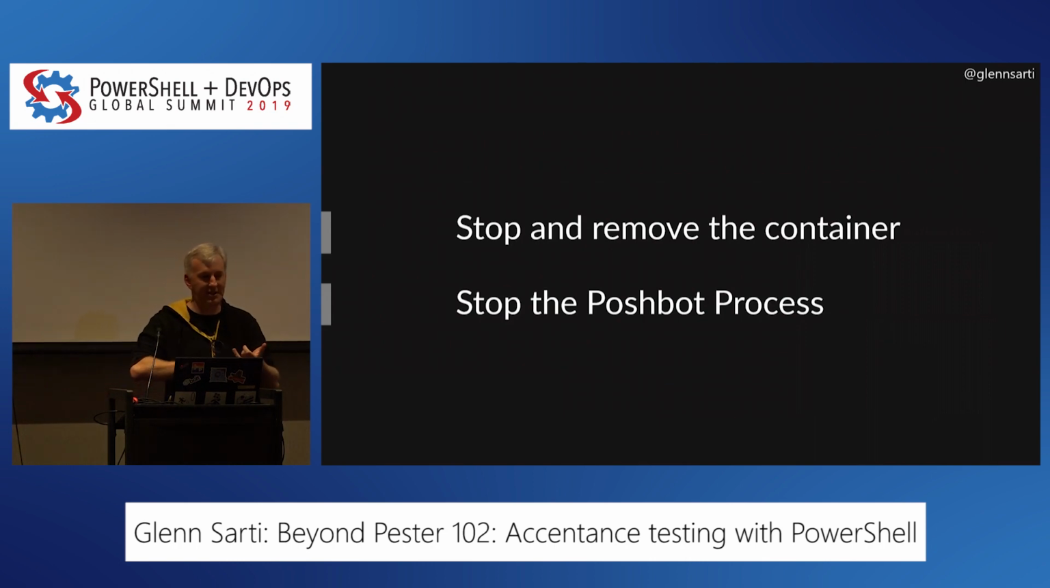So we created our systems under test. We've written our user tests. Lastly is cleanup: kill the Docker container, kill the PoshBot process. Fairly straightforward.